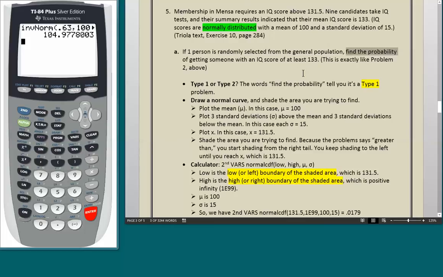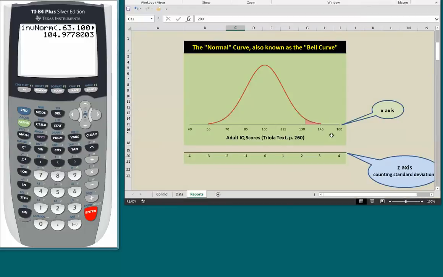Now let's see what our curve and our shaded area look like. We are finding the probability of getting someone with a score of at least 133. That means 133 or more. So here's what our shaded area looks like. It's pretty small. There's 133, and there it is going to positive infinity. That's our shaded area. So this is going to be the left boundary of the shaded area. This is going to be the right boundary of the shaded area.